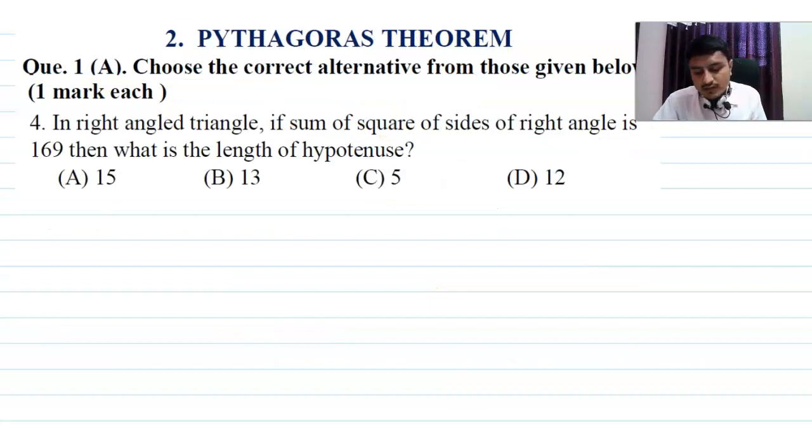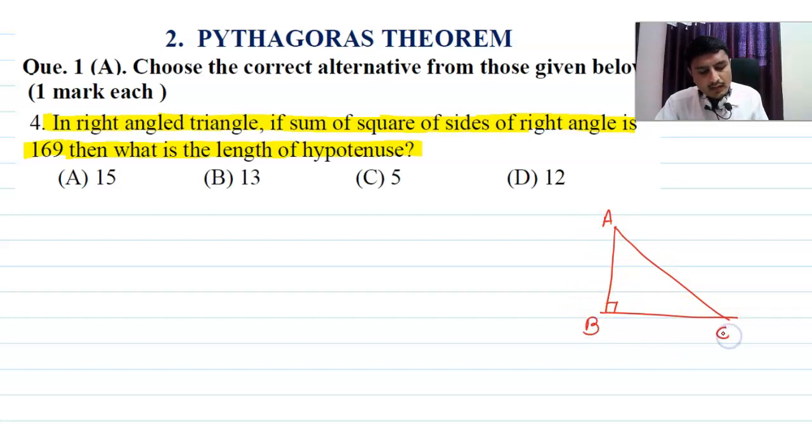Now look at the fourth MCQ we have. It is of the form: in a right angled triangle, if the sum of squares of the sides of the right angle is 169, then what is the length of its hypotenuse? Suppose we have the right angle triangle ABC, which is right angled at B. The square sum of those sides at the right angle is given. Which are the sides at the right angle? AB and BC. So here we are given the square sum of AB and BC, that means AB square plus BC square is equal to 169.